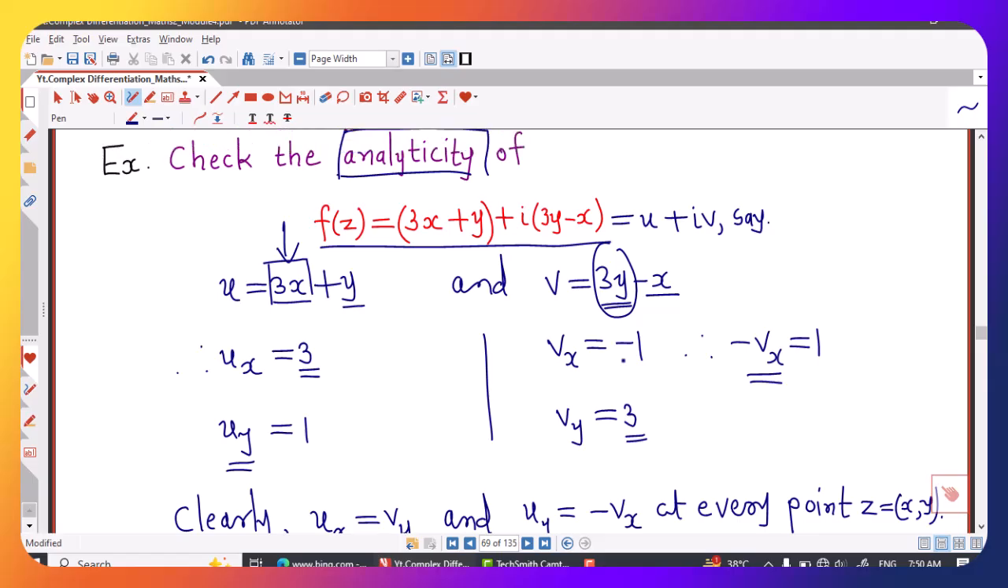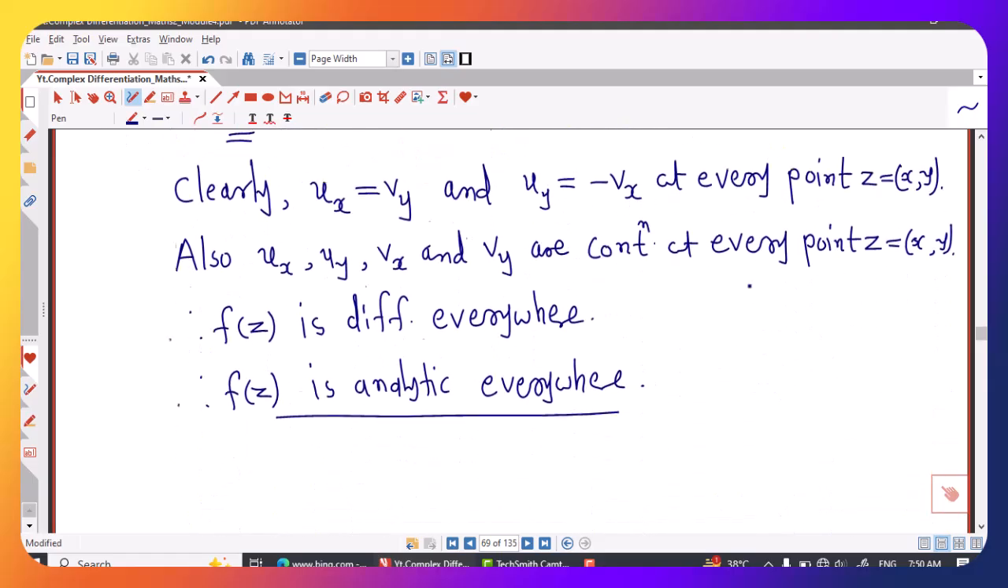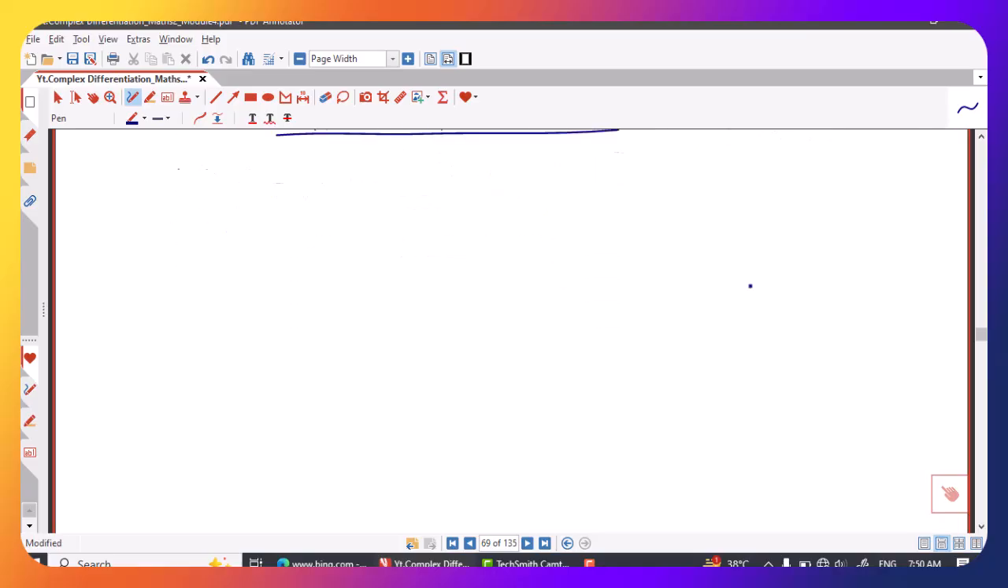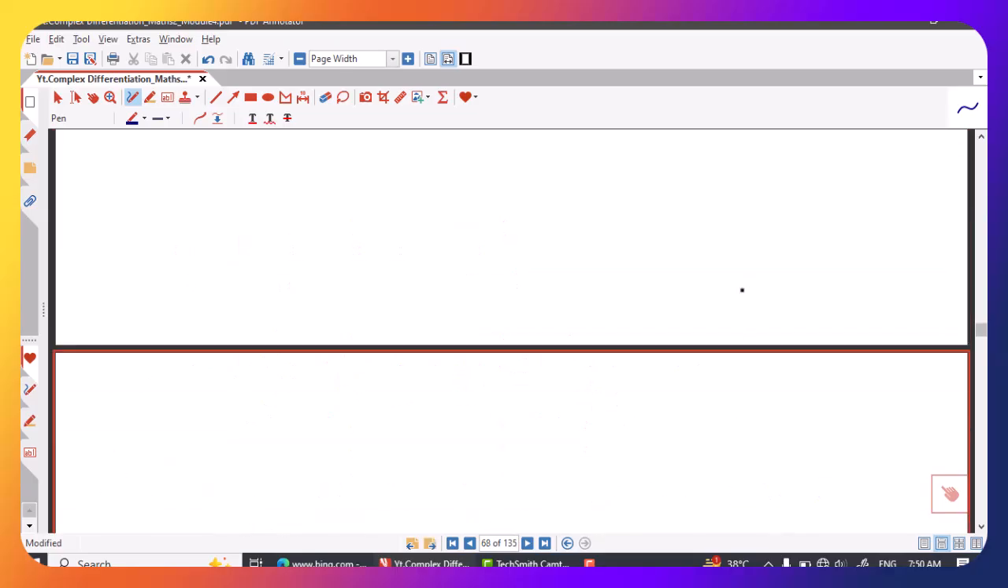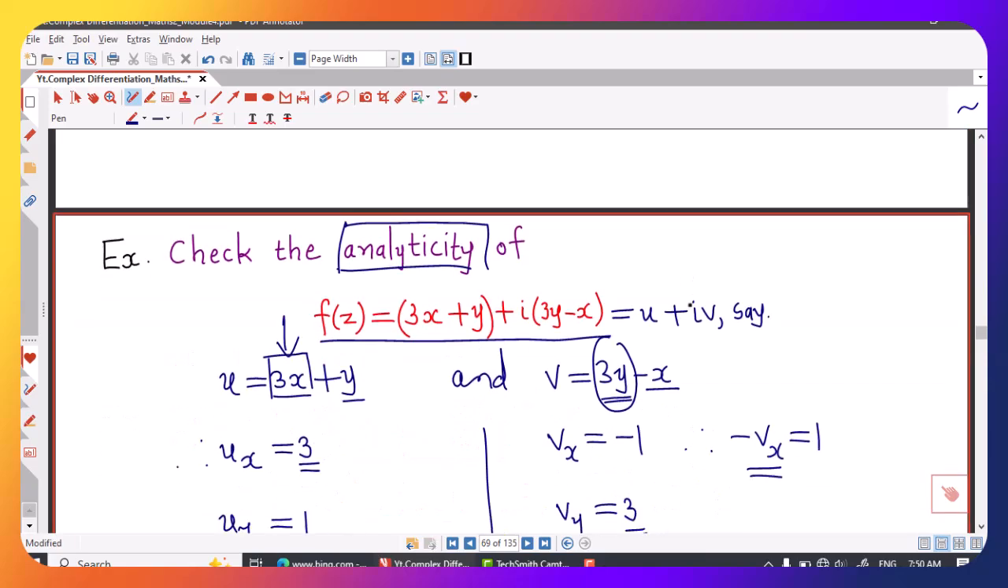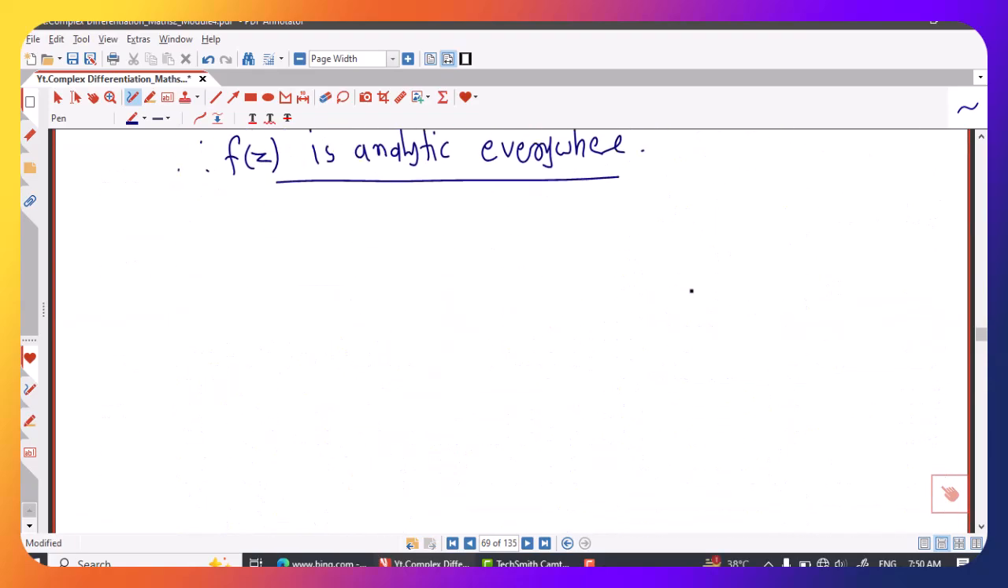So now I hope you are clear about the determination of differentiable function or analytic function or entire function. I think this type of examples are enough, and in the next lecture we will discuss other things related to this topic of complex differentiation.